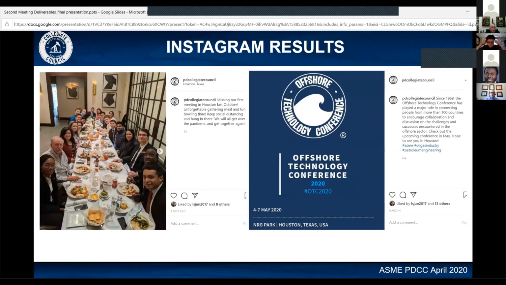So for example, these are 2 examples of the posts. On the left, it is a dinner that we had in the first meeting in Houston. This shows the fun activities that we have in our council. And on the right, this is a post about the Offshore Technology Conference in Houston that was posted earlier.